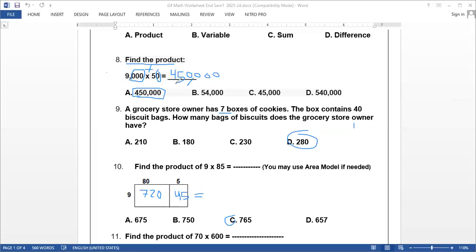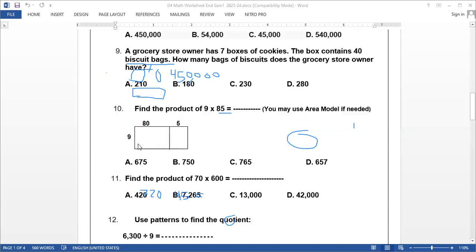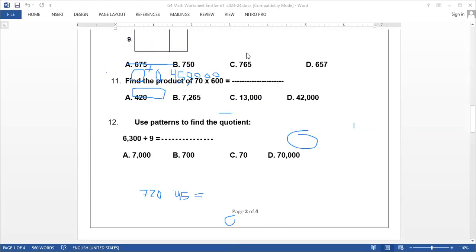Next question. Now we go next question. Question number 11. Find the product of 70 multiply 600. It's very easy. Just multiply the numbers and we ignore the zeros. 7 multiply 6 equals 42.